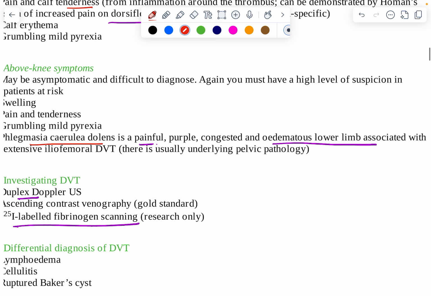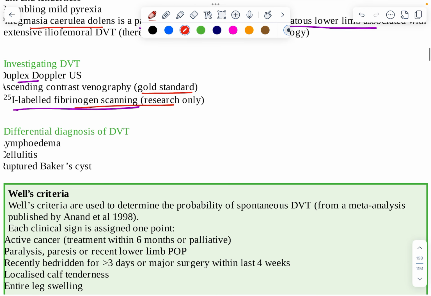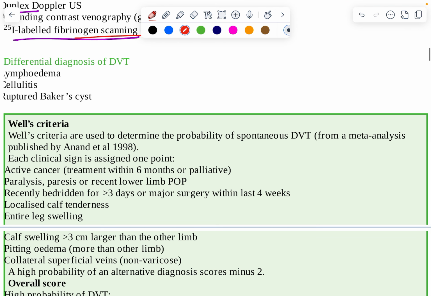iliofemoral DVT. Investigation of DVT: duplex ultrasound is the investigation. Venography is the gold standard. Fibrinogen scanning is under research. Differential diagnosis: lymphedema, cellulitis, ruptured Baker's cyst.